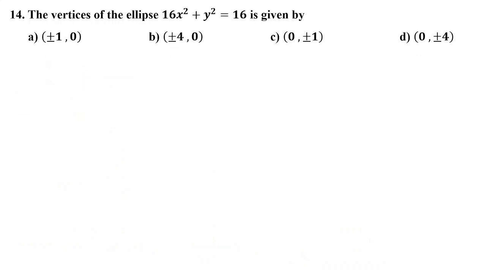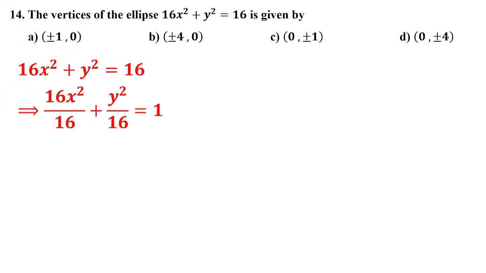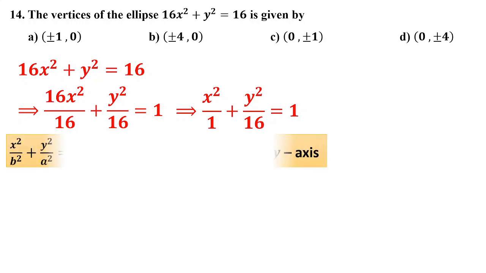Question 14. The vertices of the ellipse is given by. Now, we are given 16x square plus y square is equal to 16. Convert it into standard form. Divide throughout by 16. It will become x square by 1 plus y square by 16 is equal to 1. Now, to check which type of ellipse this is. This is an ellipse having its focus or vertex on the y-axis.